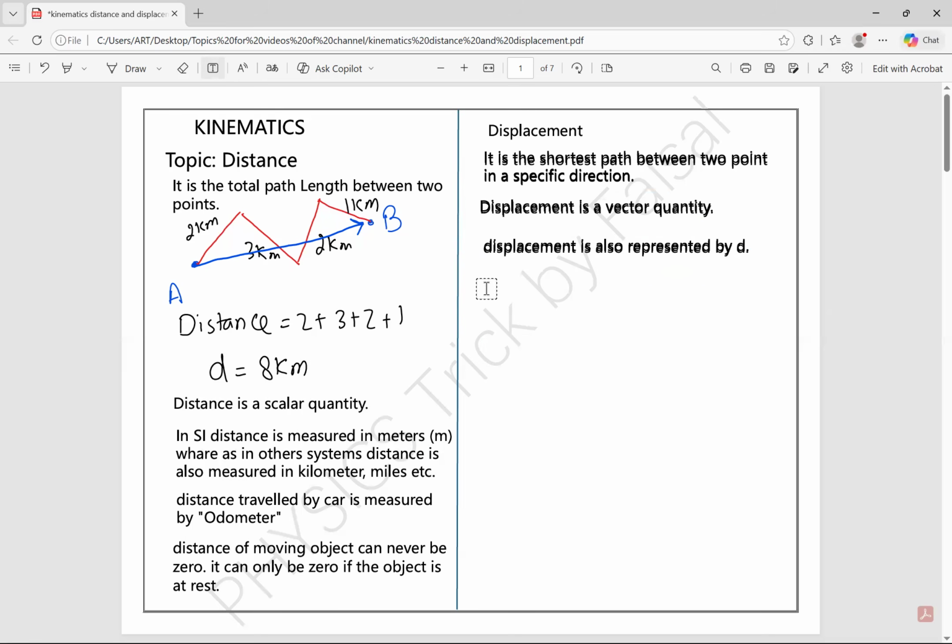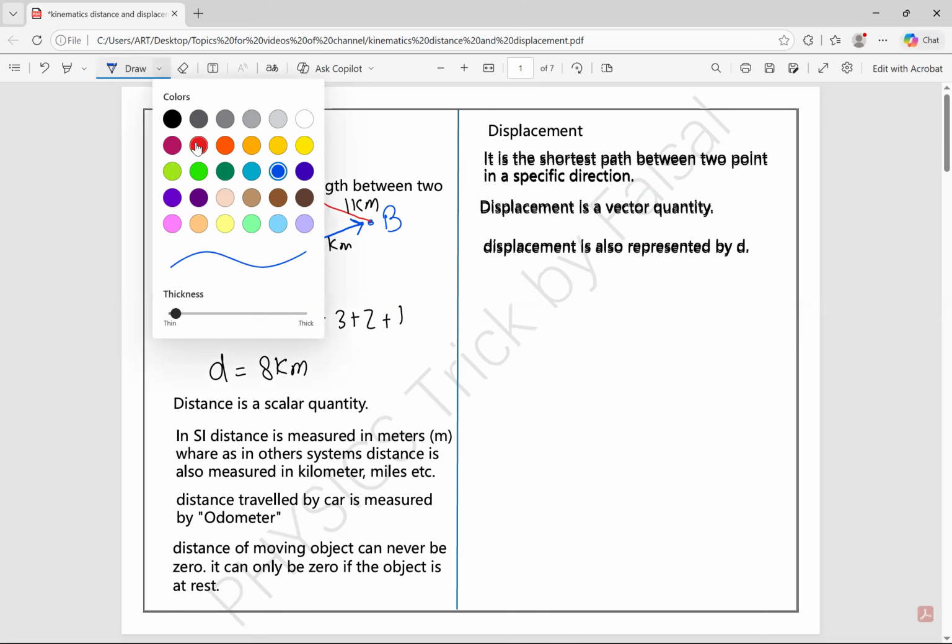displacement of a moving body can be zero. When we were discussing the point of the distance, that distance of moving object can never be zero. It can only be zero if the object is at rest. But in case of displacement, displacement of moving body can be zero. So let us consider an example for this point.